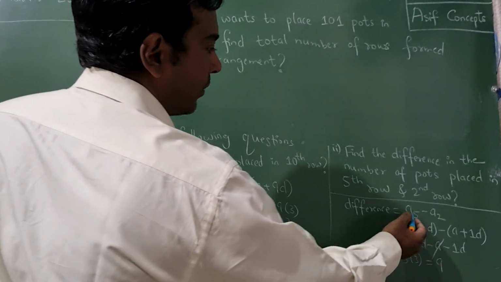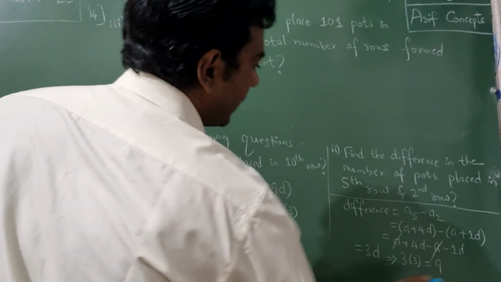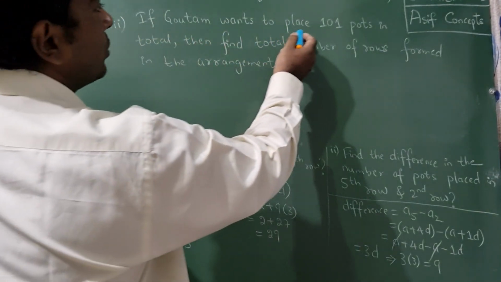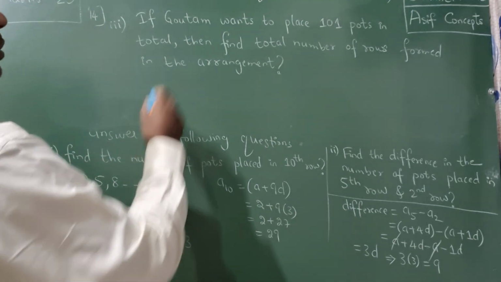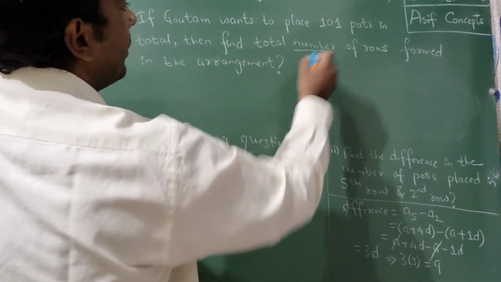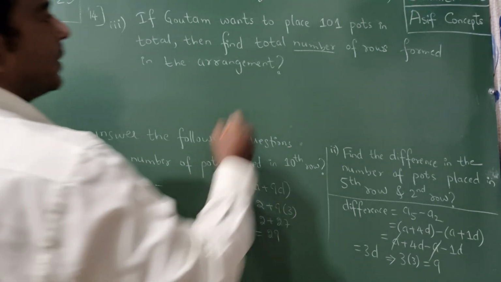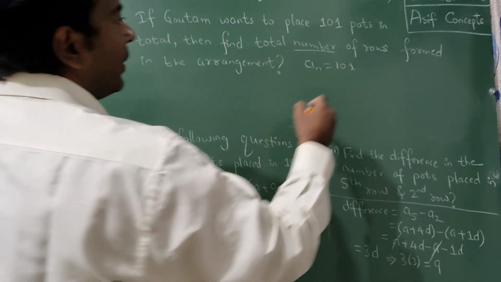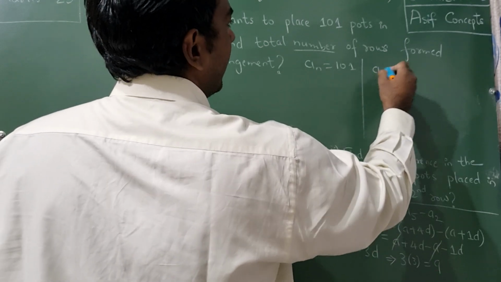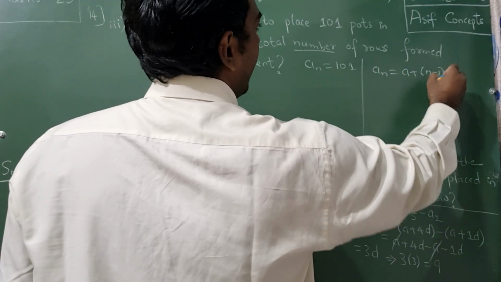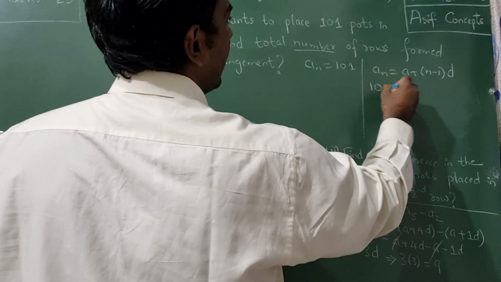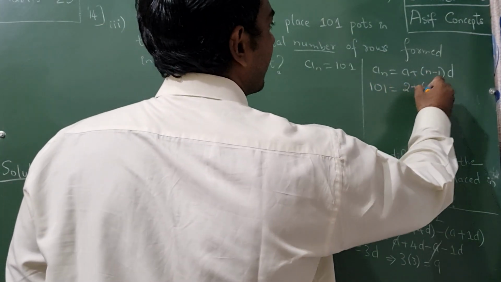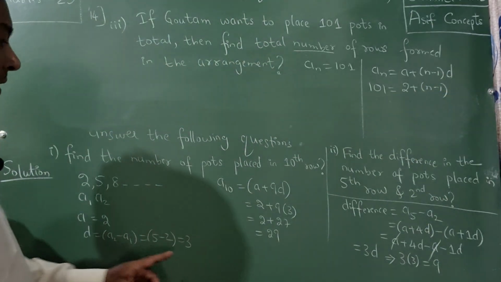So the difference of A5 minus A2 is 9. Now the last part of this question: if Gautam wants to place 101 pots in total, then find the total number of rows formed in the arrangement. So AN is 101. According to the formula, AN is equal to A plus N minus 1 D. AN is how much? 101. A is how much? The first term, that is 2.